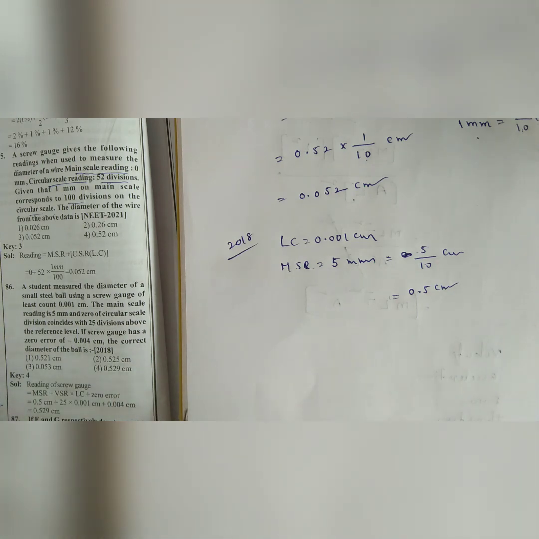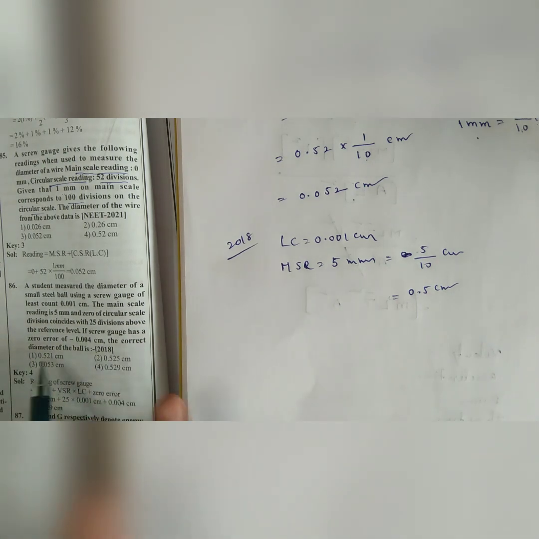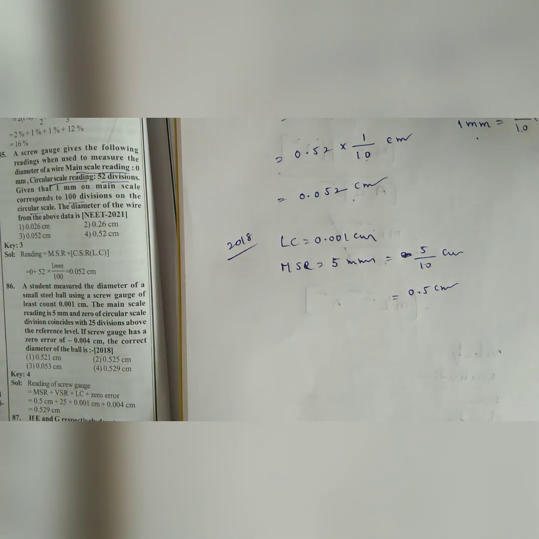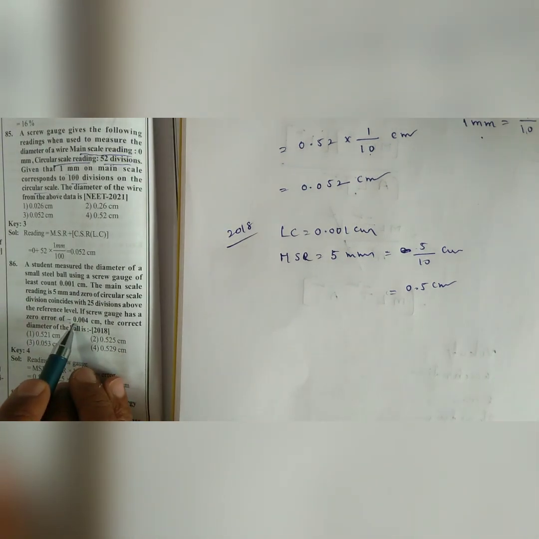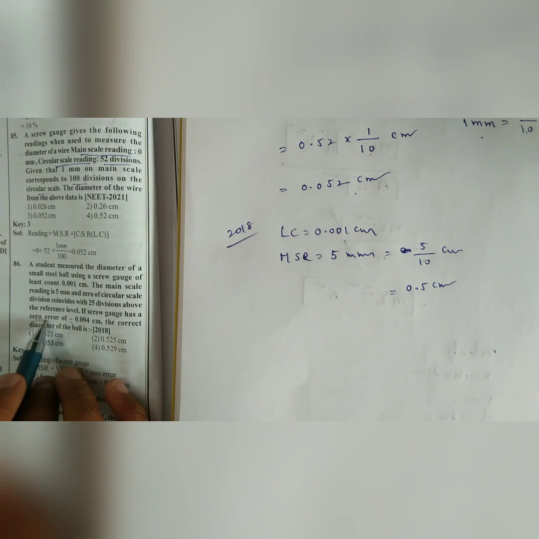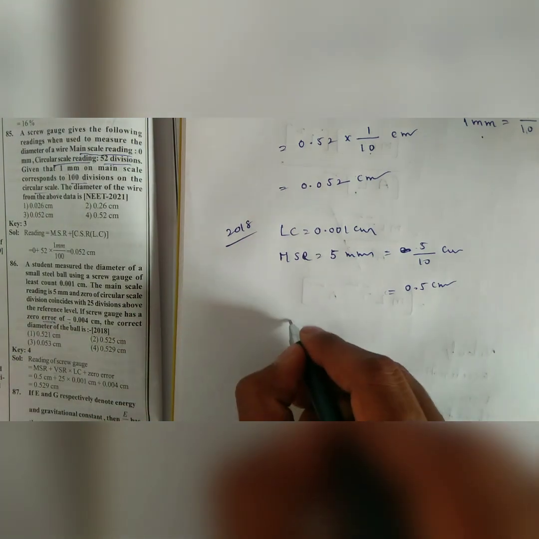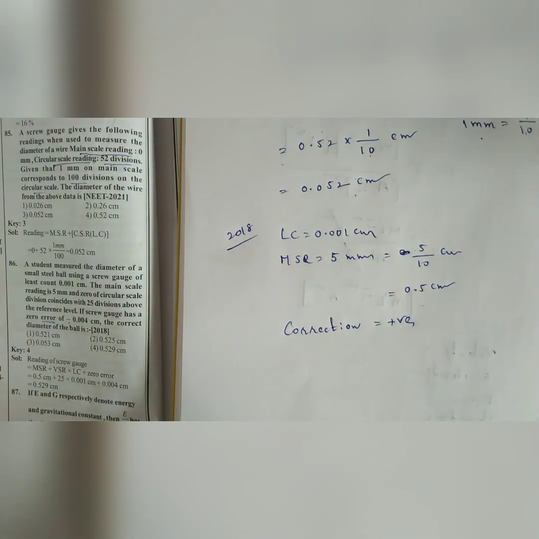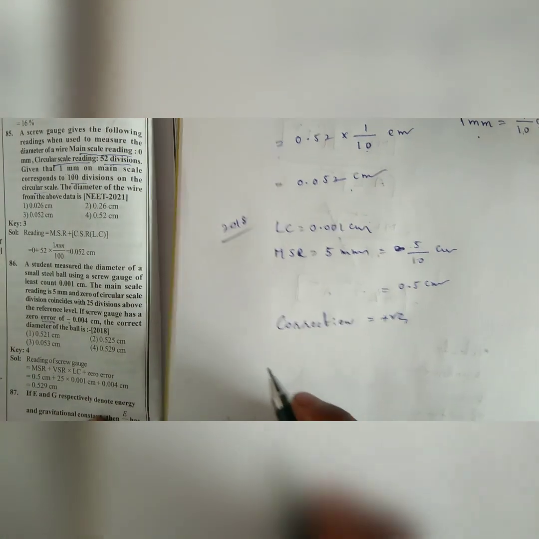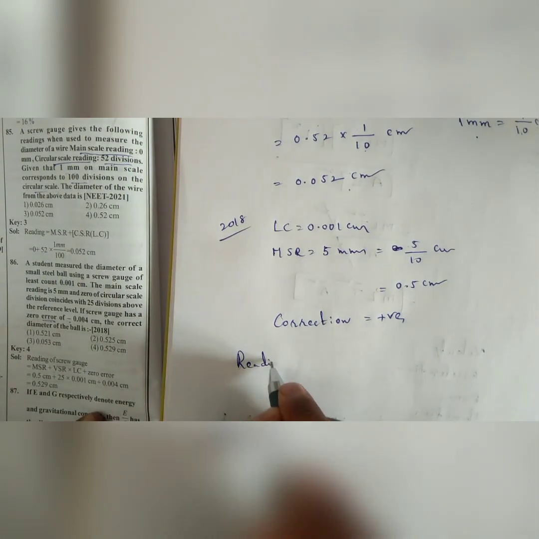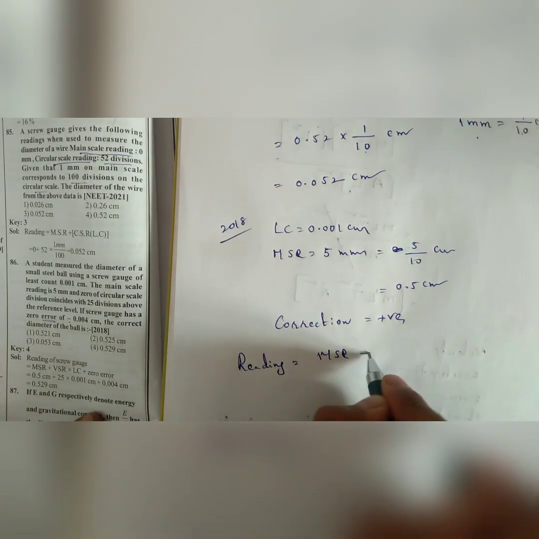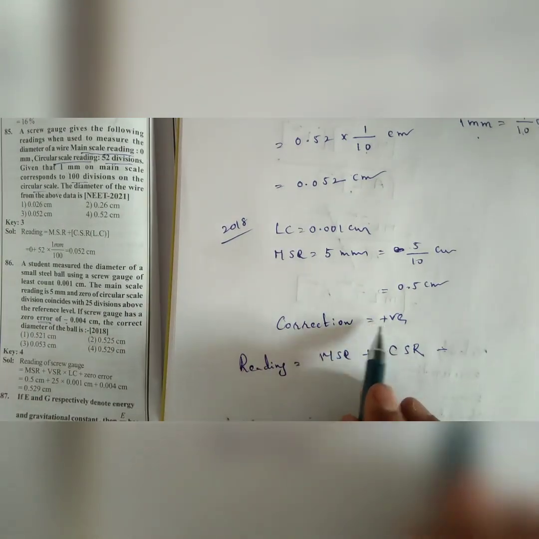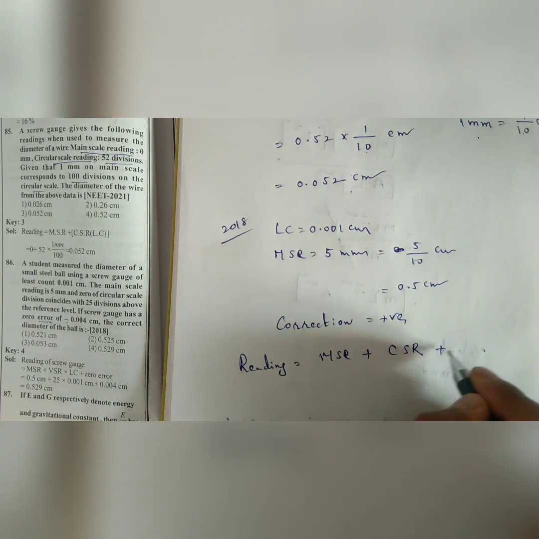If the screw gauge has a zero error of minus 0.004 centimeters, the correct diameter of the ball is? Here the screw gauge has a negative error, minus 0.004. If the error is negative, the correction is positive. Remember this. The error is negative, so the correction is positive. The correct diameter of the ball is what? What is the actual formula? Total reading is equal to main scale reading plus circular scale reading plus correction. Plus or minus? Plus only.